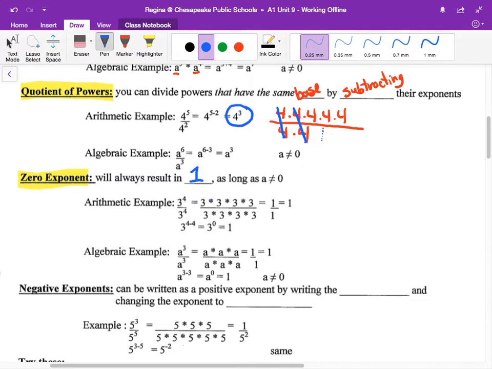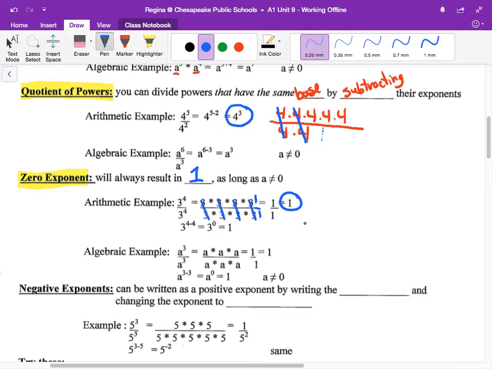But let's look at the picture. 3 to the 4th would be 3 times 3 times 3 times 3. 3 to the 4th on the bottom, 3 times 3 times 3 times 3. And look, they all cancel out. A lot of people want to say 0. Nope, there's an understood 1 on the top, there's an understood 1 on the bottom right here, and 1 divided by 1 gives you 1.